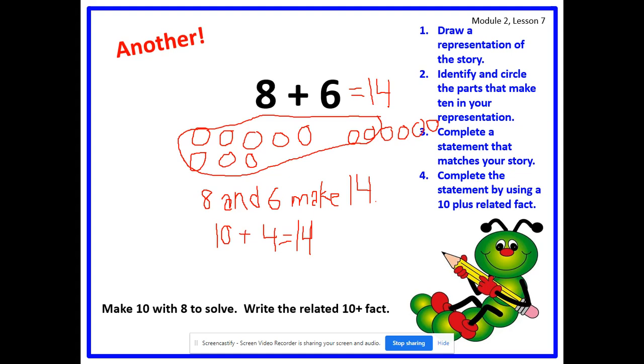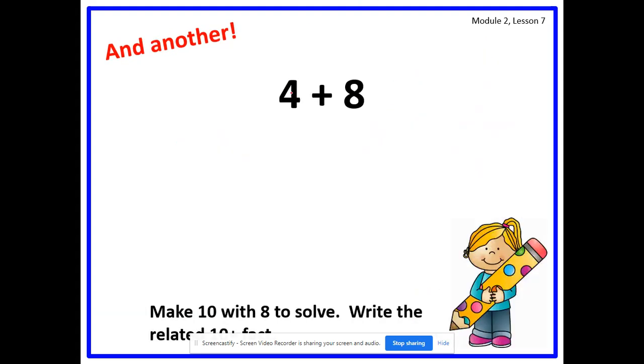Press pause if you need more time and press play when you're ready to practice another one. Go ahead and erase your whiteboards. If you have a paper, go ahead and find the next blank space. Let's practice. 4 plus 8. Go ahead and write it. Press play when you're ready to continue.